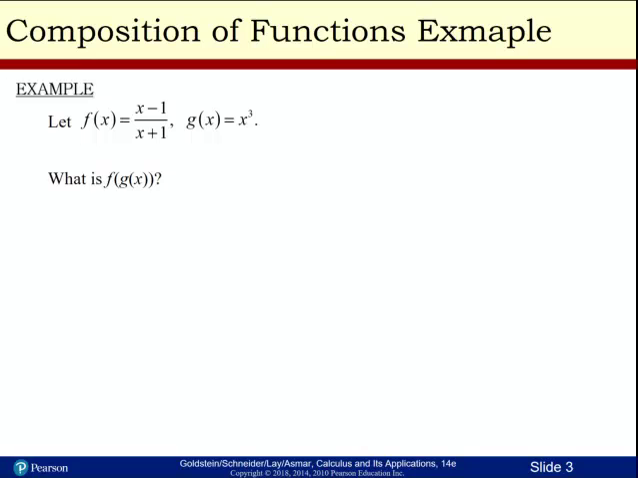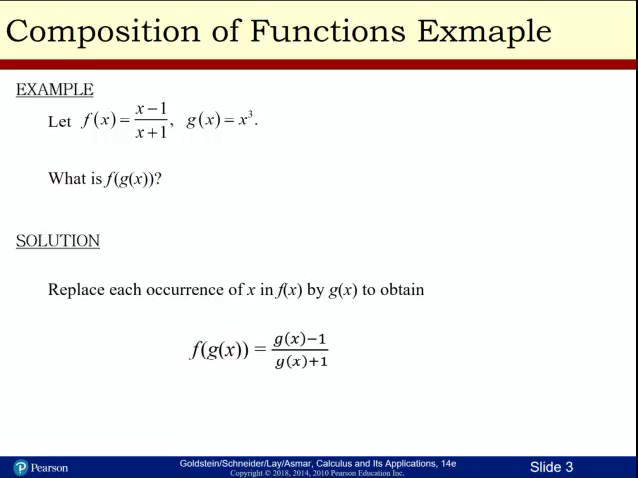Suppose we have f of x equal to x minus 1 all over x plus 1 and g of x equal to x cubed. What is f of g of x? Well, that means we need to replace each of the x's in f of x with g of x. So we replace each occurrence of x in f of x by g of x to obtain f of g of x equals g of x minus 1 all over g of x plus 1. Then, replacing that g of x with what it actually is, x cubed, we get x cubed minus 1 all over x cubed plus 1.